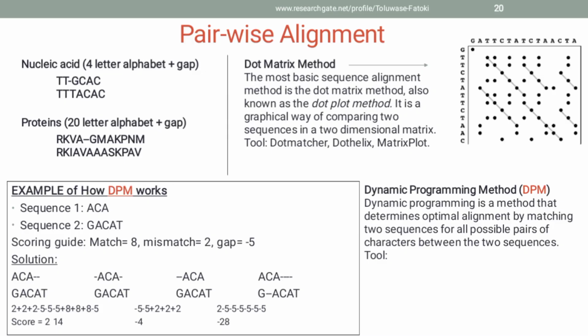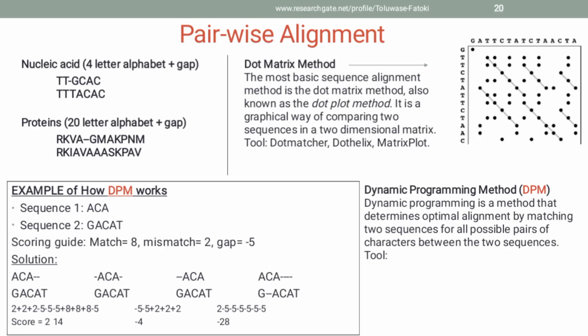So in areas where we have the same set of amino acids, you put dots. So you dot, dot, dot, dot, dot, dot. Then after that, we draw a line to show the area that match. Based on that, you'll be able to develop a similarity pattern for the two proteins. We have some tools that you can use to do that, so you don't have to do it manually. Some of the tools include Dotmatcher, Dothelix, and Matrix Plot.